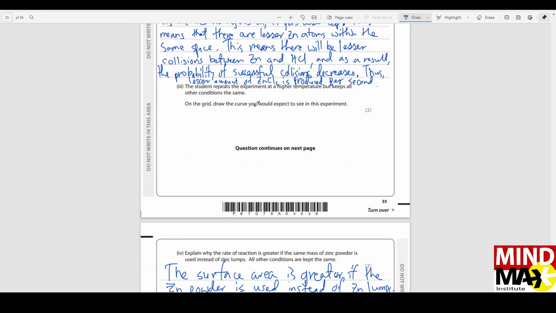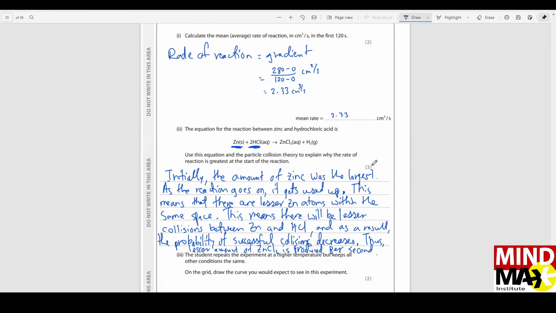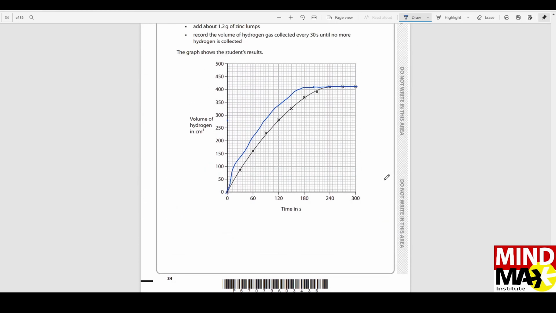Then on the grid, draw the curve you would expect to see in this experiment. In this experiment, what happens? You use a higher temperature, but keep everything else the same. If you use a higher temperature, the rate of reaction increases. That means the gradient increases. So this new graph, of a higher temperature, would have a higher gradient. It will end at the same volume of hydrogen. That doesn't change. The only thing that changes with higher temperature is the rate of reaction. So the gradient increased.